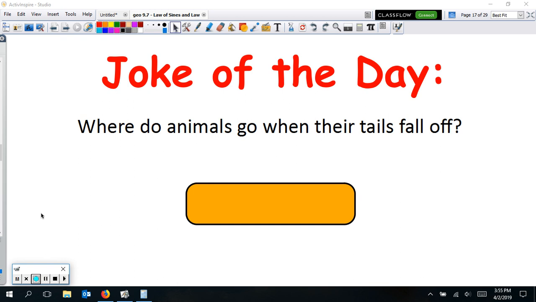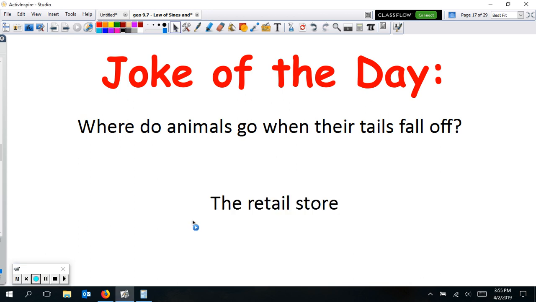First, let's go ahead and just do a quick little joke of the day here before we end. So where do animals go when their tails fall off? The retail store. So there you go.